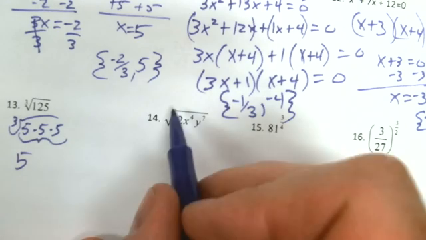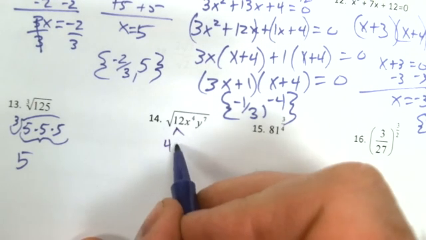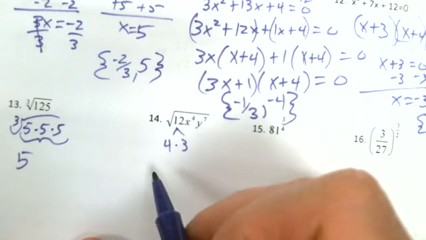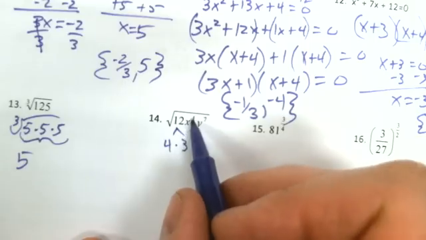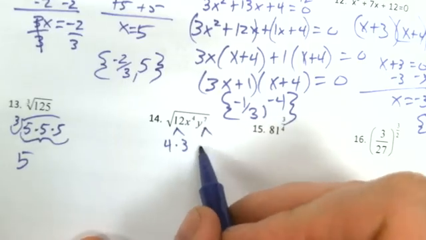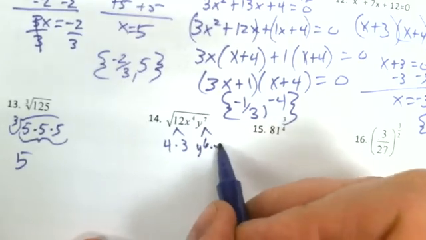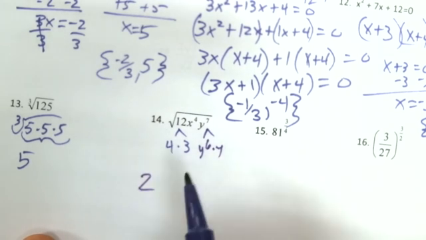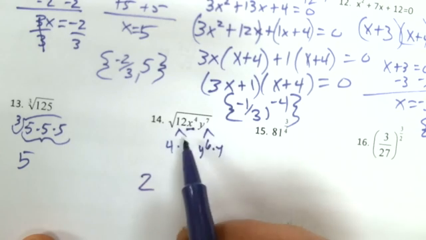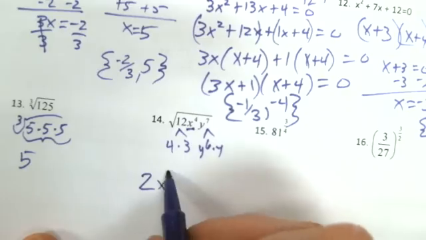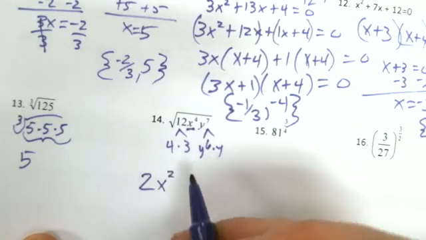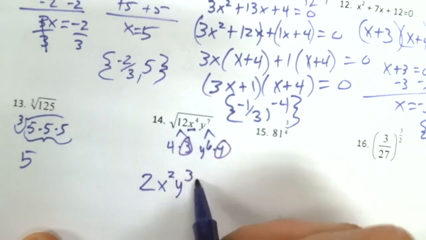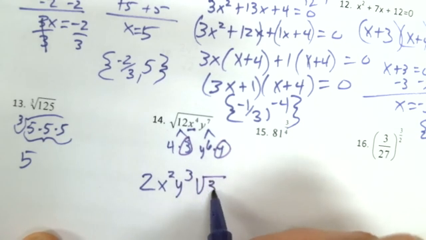For number 14, we're going to split 12 into 4 times 3. X to the 4th is going to come out in total because it's an even exponent. But y to the 7th we're going to break into y to the 6th times y. Let's bring out the 4. I get a 2 out front. Let's bring out the x to the 4th. The square root of x to the 4th is x squared. The square root of y to the 6th gives me y cubed. And we have some leftovers that stay inside the radical of 3 and y.